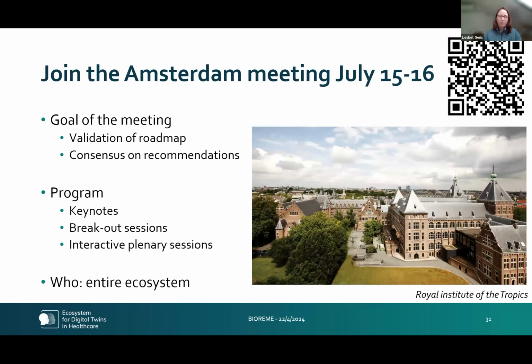And then finally, we have our final ecosystem meeting for the entire ecosystem on July 15 and 16 in Amsterdam. It's a free meeting. You'll be provided with lots of good food. You just have to get yourself there. And there is also support for this if you want it. We have keynotes from the Commission, from FDA, from clinicians, from various members of the ecosystem. And we intend to make this a very interactive meeting, which should go towards validation of the roadmap and a consensus on the recommendations that we want to make to the European Commission to further support this whole initiative.